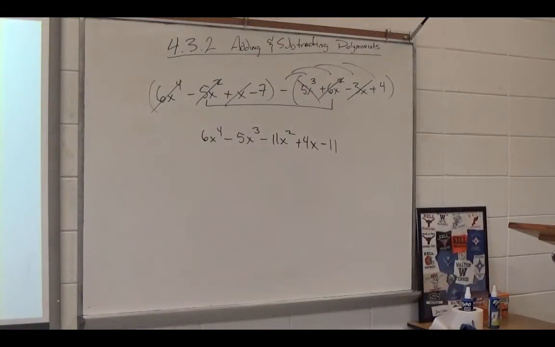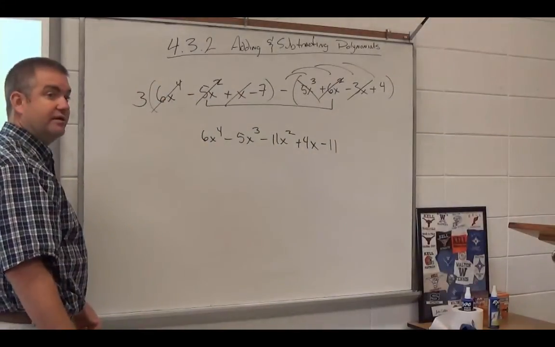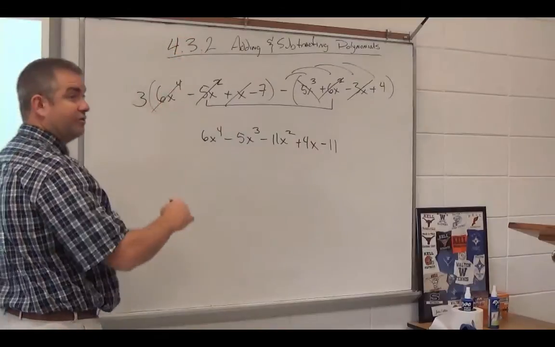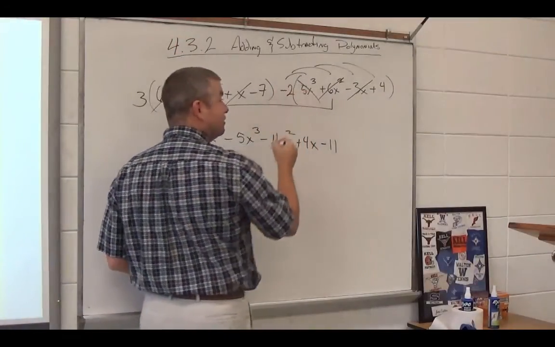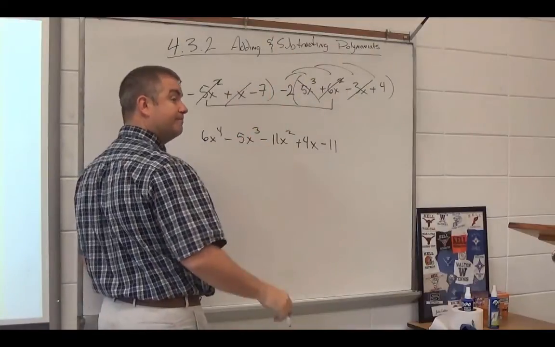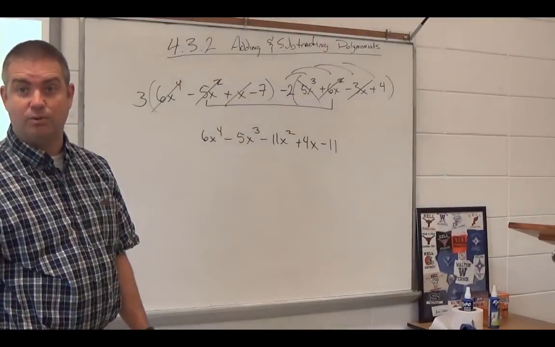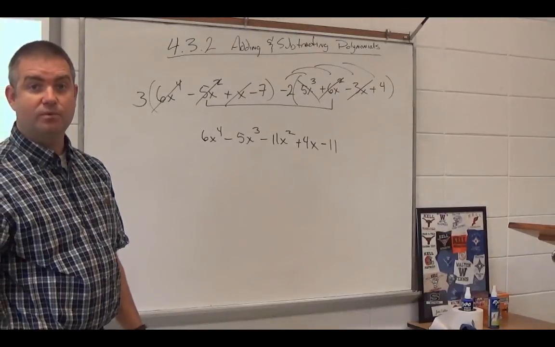Now, I could put a coefficient here. Right? What would you have to do with the 3? Multiply. You'd have to distribute 3. I could put a coefficient here. Instead of distributing negative 1, what would you distribute? Negative 2. And so everything would double. But really, that's, to me, that's multiplication. That's what we're going to do on Wednesday. Okay?